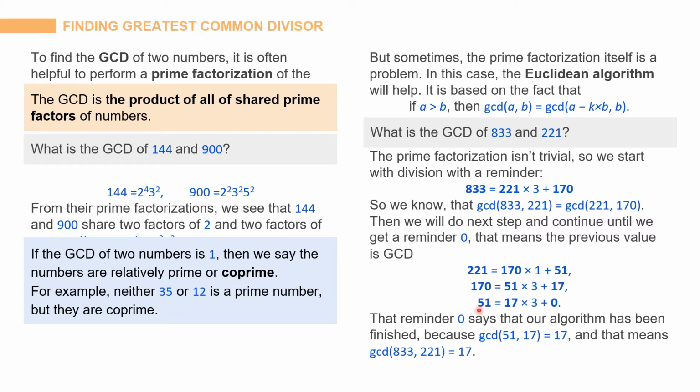If we divide 51 by 17, we don't get a remainder. So we're done. So the GCD of 51 and 17 is equal to 17. And just taking the chain backwards and applying this theorem, it tells us that the GCD of 833 and 221 was the prime number 17.